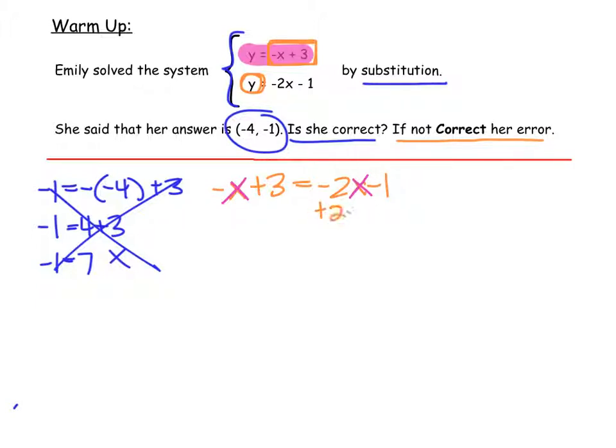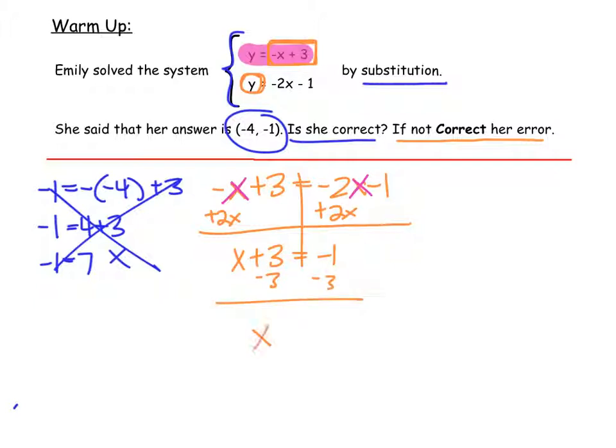So I'm going to add 2x on both sides. And I get x plus 3 equals -1, minus 3 on both sides, and x equals -4. Oh, interesting. So she got the x correct. That means she must have just screwed up with the y value. So let's plug that in to the first equation and solve for y.